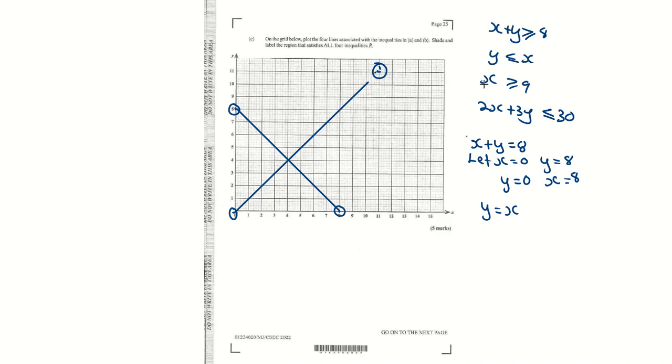The next one, they said x is equal to 9. So x is equal to 9 at this area right here. I'm going to straighten it up a little bit. But that region right there, right?